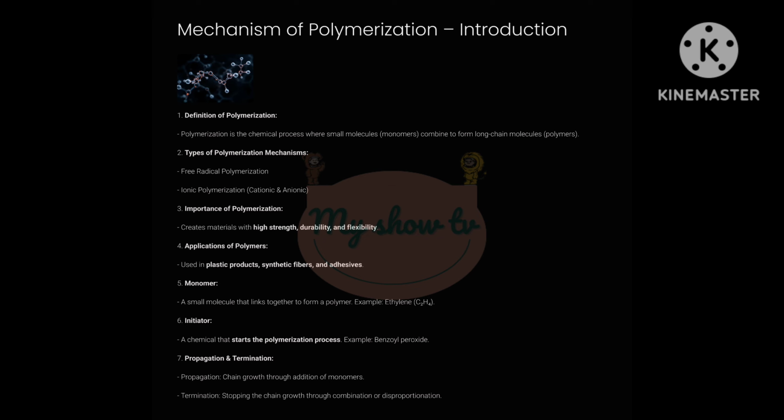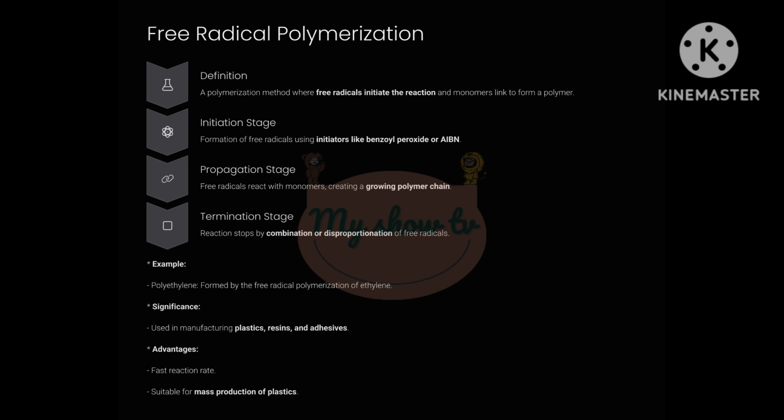7. Propagation and termination. Propagation, the stage where monomers continuously add to the growing polymer chain. Termination, the stage where the chain growth stops, often by combining two free radicals or by disproportionation, where one radical transfers a hydrogen to another. Slide 2. Free radical polymerization.